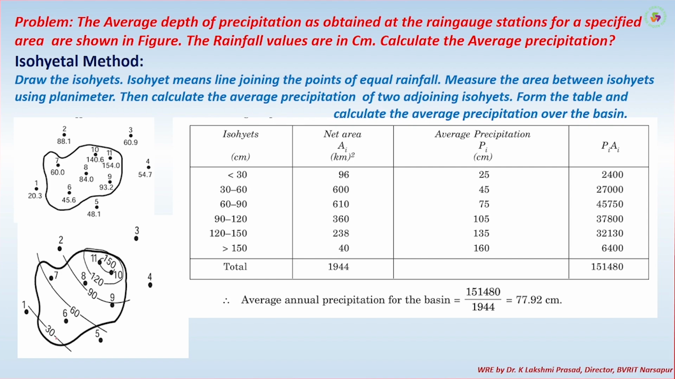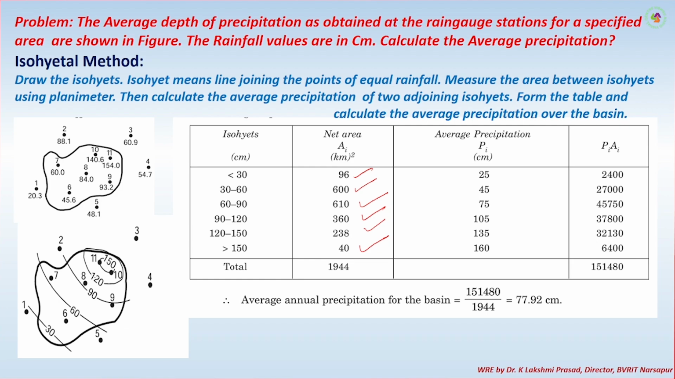Less than 30, right? That area is this. 30 to 60, area is this. 60 to 90, area is this. 90 to 120, area is this. 120 to 150, area is this. Greater than 150, area is this.